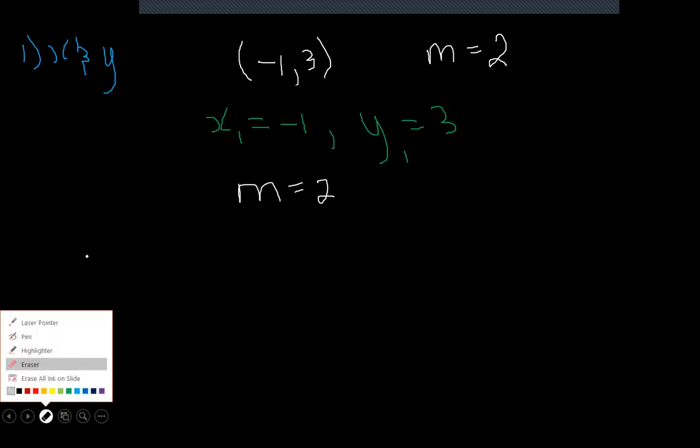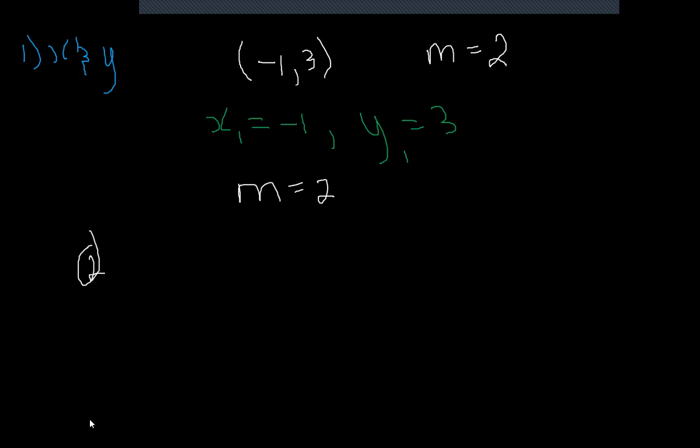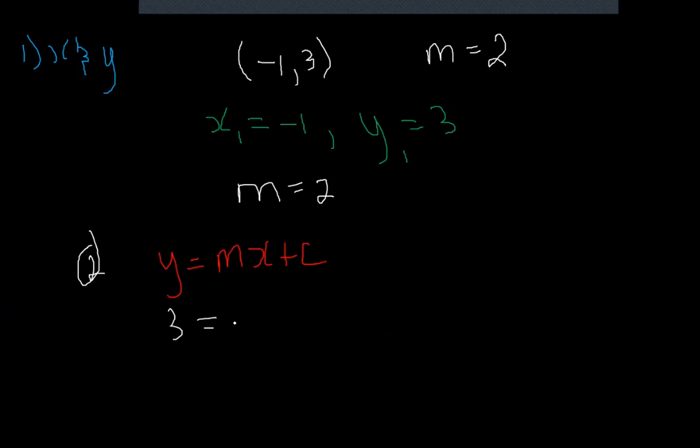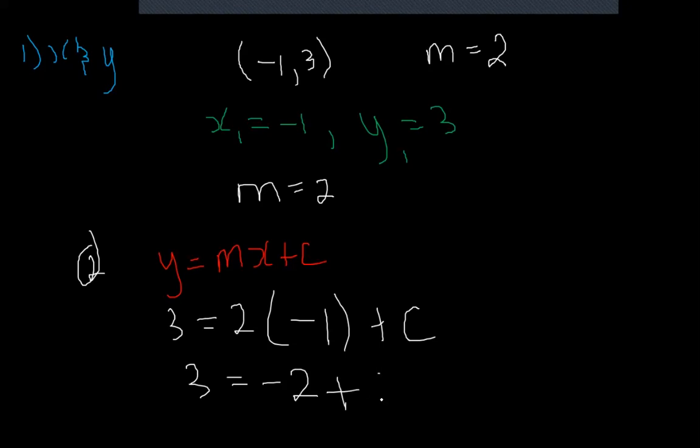So, second method. Remember, that's using the general equation for any straight line. So that's y is equal to mx plus c. I know that y in this case is 3, so I just put back the 3 there. M is 2, so I put my 2. X minus 1 plus c. You're looking for c. So that's 3, 2 by minus 1 is minus 2 plus c. Minus 2, add 2 on both sides, and that's how we get c is equal to 5.